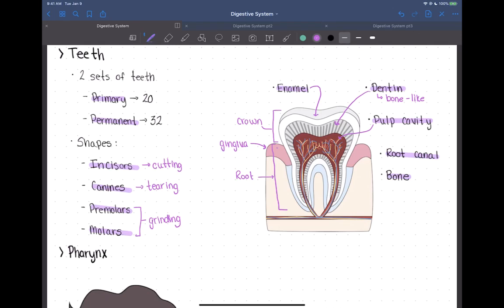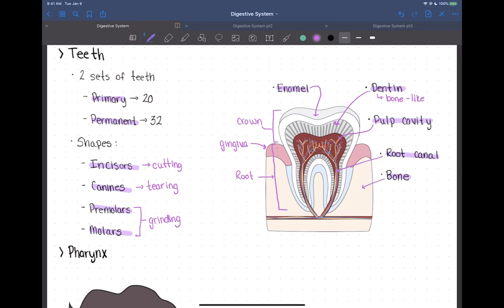And so that's why if you have some sort of decay in your tooth and it reaches down past that dentin, then your tooth can really start to hurt because that decay has reached where all those nerves are located. Those nerves and blood vessels will extend down into these root canals here. And then, of course, you can see the bone here that the tooth is embedded in.